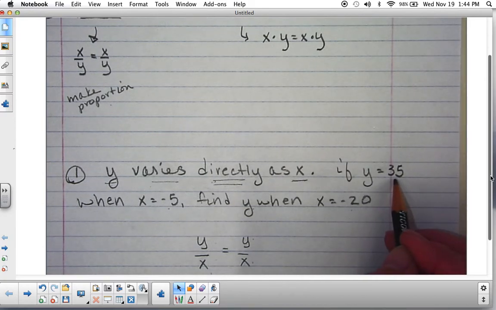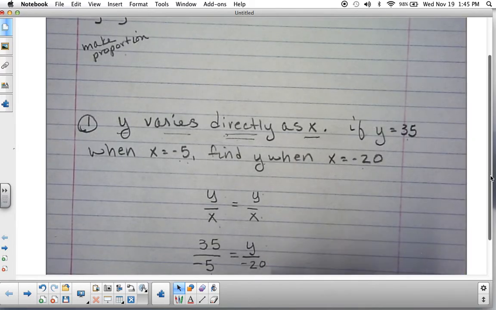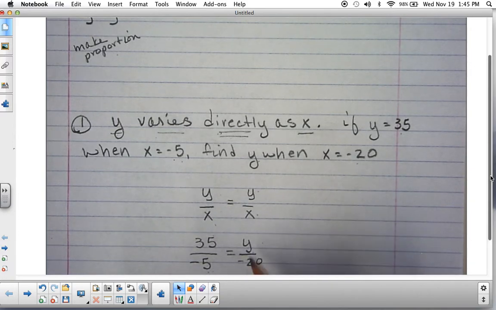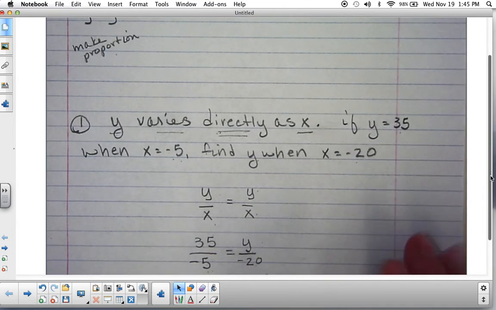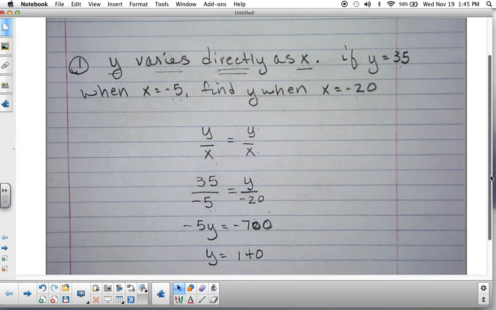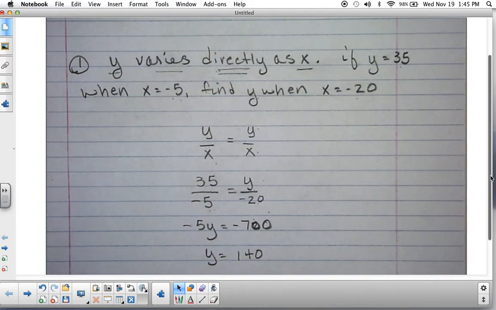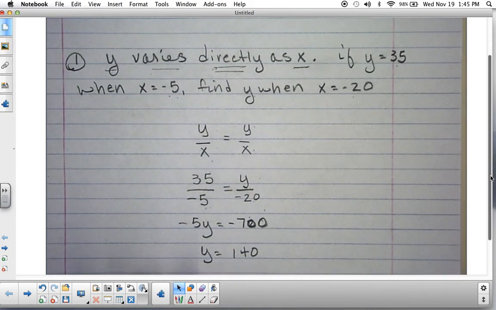So 35 on top, negative 5 on the bottom, equals y over negative 20. So I just put y over x equals y over x, and then I'm just going to cross multiply. I'll get negative 5y on one side, negative 700, y is 140. Let's show one inverse example as well, and then we'll be finished for today.